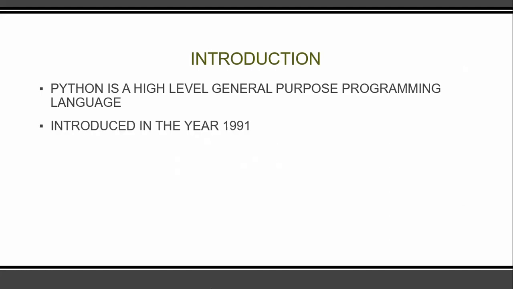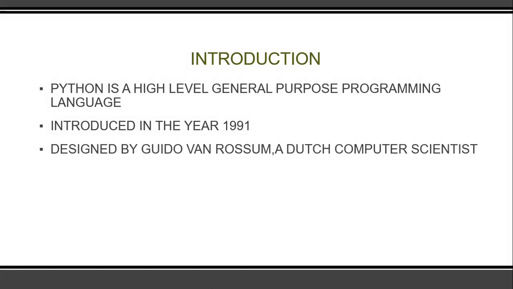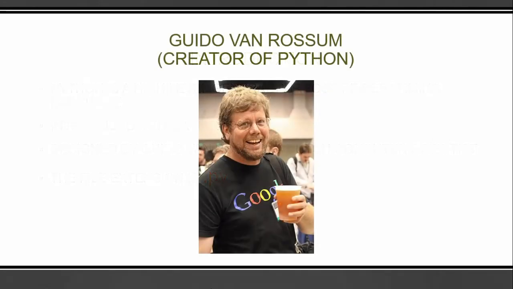Python was introduced in the year 1991, designed by Guido van Rossum, a Dutch computer scientist. Whenever we create a Python program, we have to use the extension .py. Now we are looking at the image of Guido van Rossum, the creator of the Python programming language.